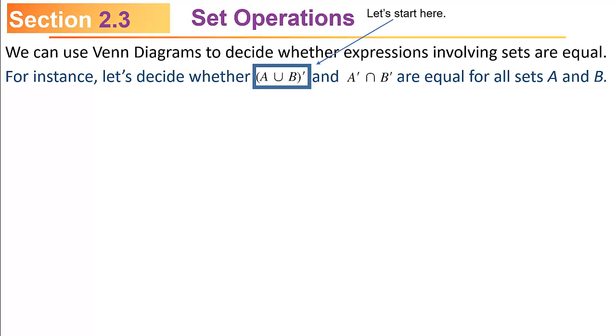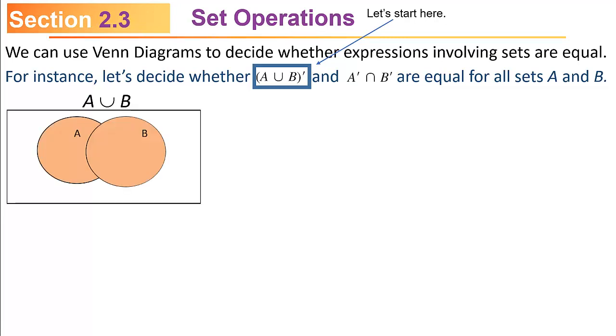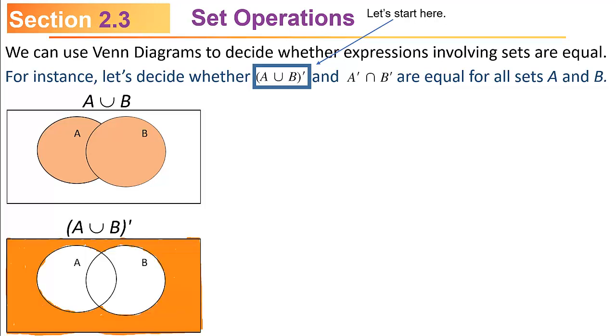Let's start with the first one. It's the complement of the union of A and B. I would start off drawing the union of A and B because that's easy. It's just the area inside of either or both circles. The complement, though, is everything that's not inside the area represented by the union. So the complement of A union B is the area outside of both circles.